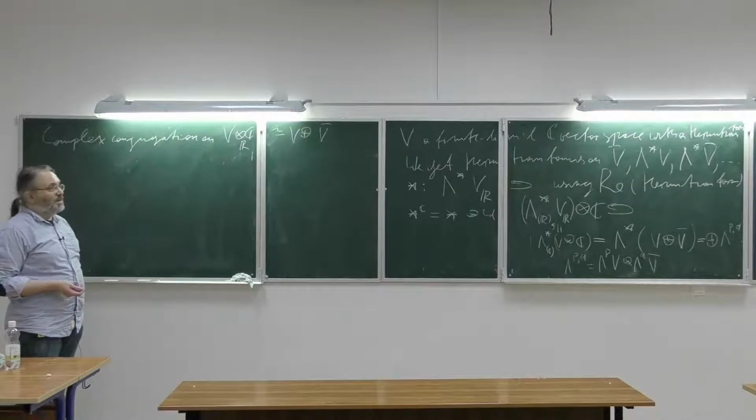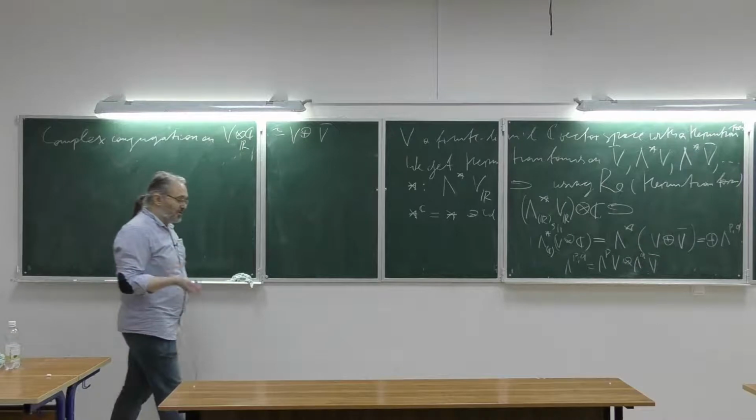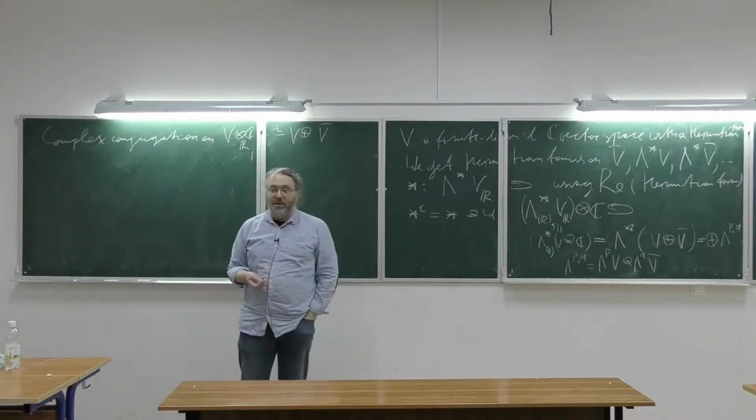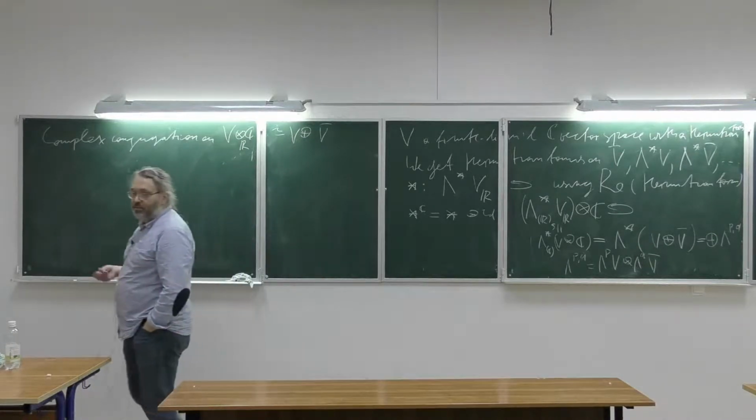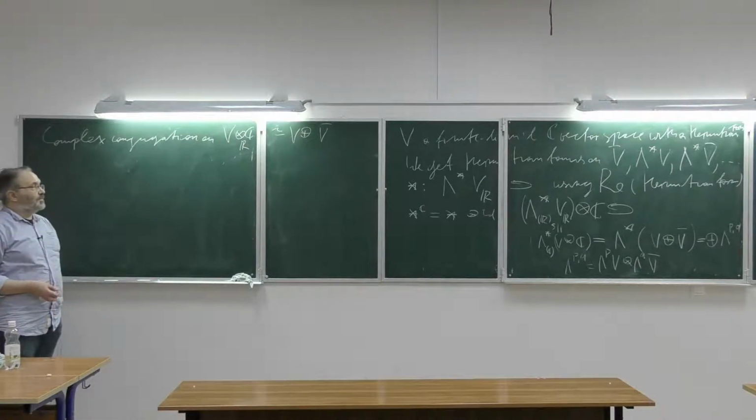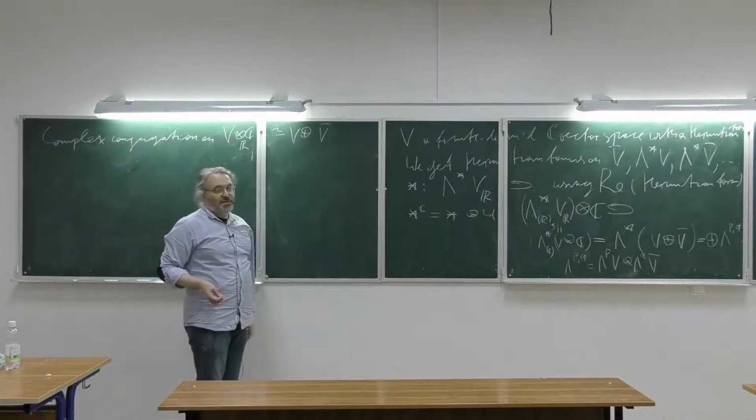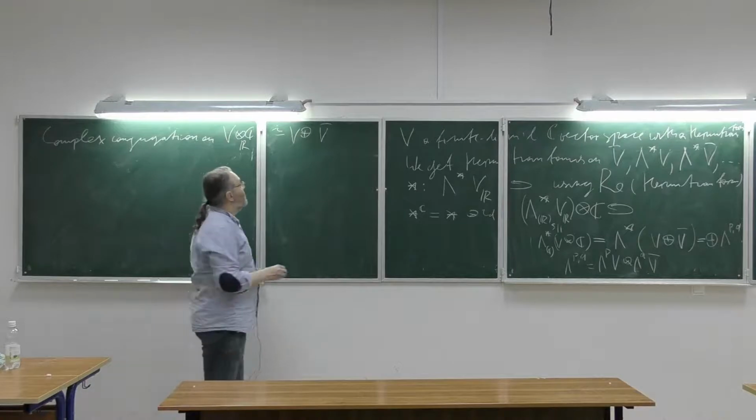Now, the complex conjugation transforms a complex subspace to another complex subspace. And the question is, what happens with these two subspaces? Well, let's recall what these are.